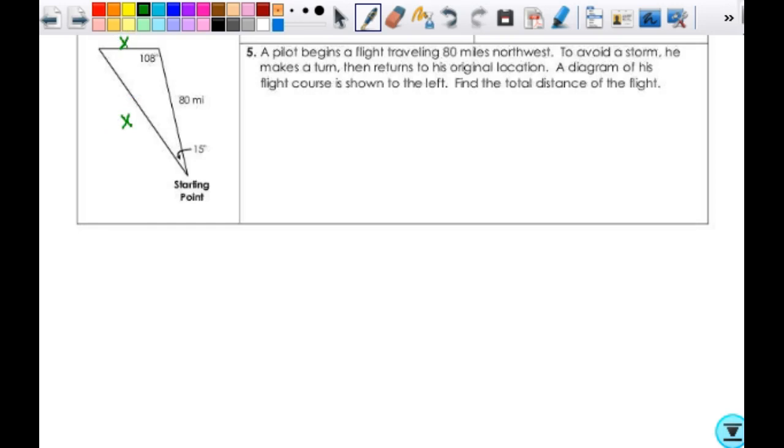I'm also going to need that third angle, so we can go ahead and find that. 108 plus 15, subtract from 180. Get what that is on your own. 57 degrees.